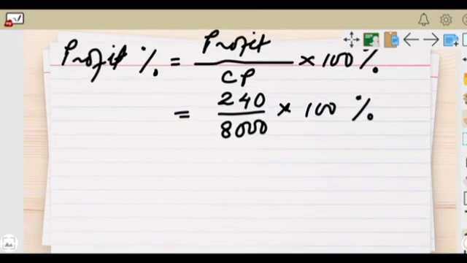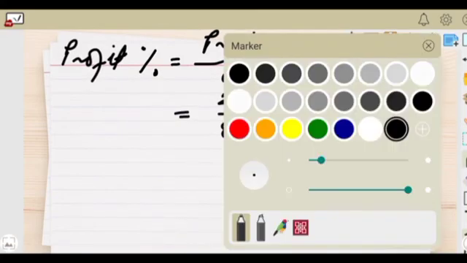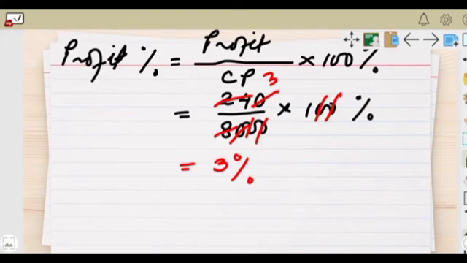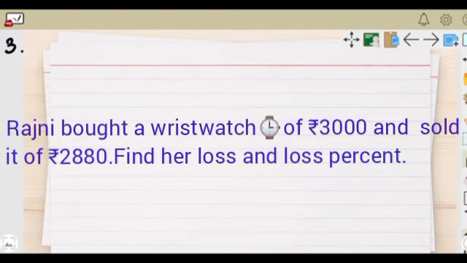So let us cancel now. We can cancel this 00 and then 00. And again, we can cancel here 00. So next, 8 ones are 8, 8 threes are 24. So this is what? 3%.